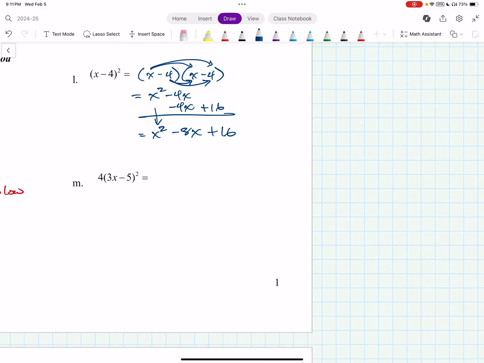All right, now if you're bold, brave, and courageous, go ahead and try this one. This one's similar, but you got to multiply it by 4 as well. So expand it first, and then give it a shot. So remember, expand first. All right, pause the video and go for it.